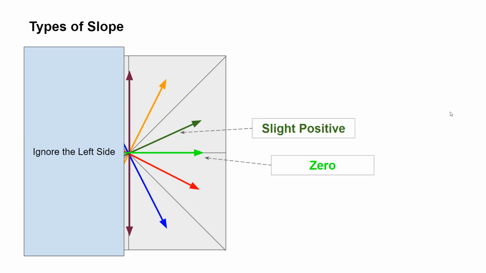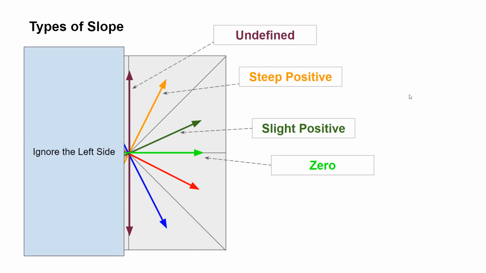As we rotate slightly up, it's a slight positive slope. This line here that I don't have any arrow on would be a slope of 1, positive 1. I'm going to jump past that point, and now we're into the steep positive territory. We go one more step to vertical, and we have an undefined slope.